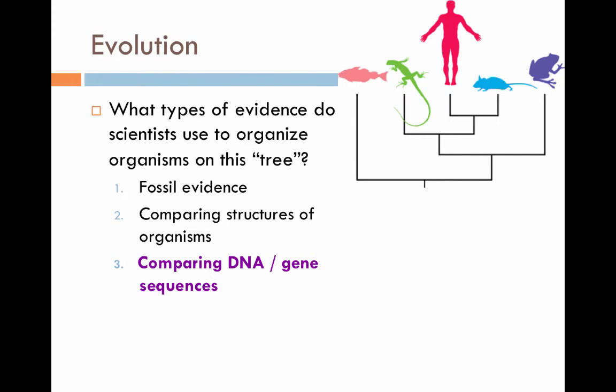But per usual, the most important evidence is to compare the DNA or gene sequences. If the DNA of two species are very, very similar, they put them close together on the evolutionary tree, like humans and mice. If there are many differences between their genes, then scientists put these species far away from each other on the evolutionary tree, like humans and fish.